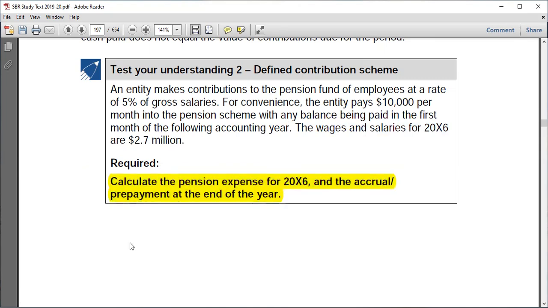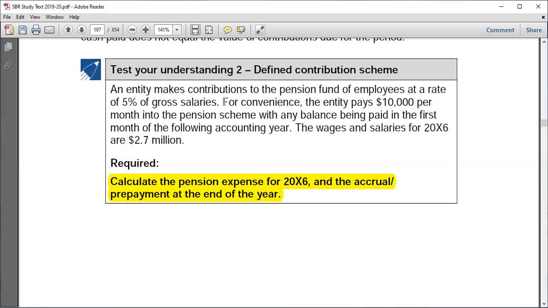First of all, as you are told here, an entity makes contributions at the rate of 5%. So I would say 5% times the gross salary, so it would be 5% times 2.7 million. Now take 5% times 2.7 million, how much would it be? It would be 135,000, right? So that one would be the contribution. The contributions are the actual cash paid.